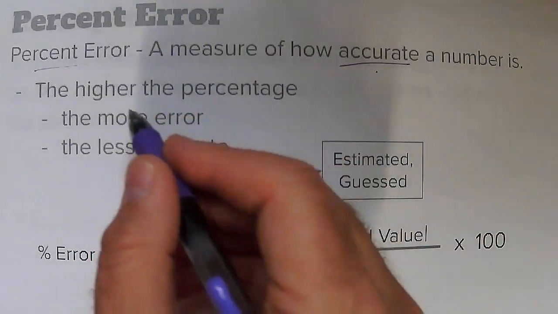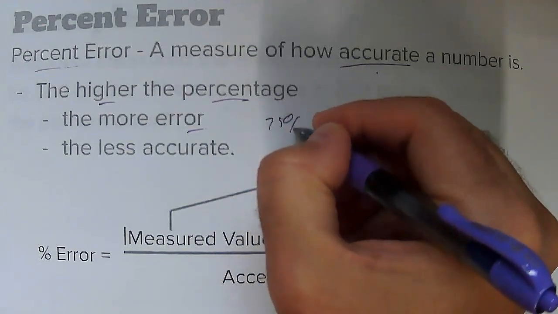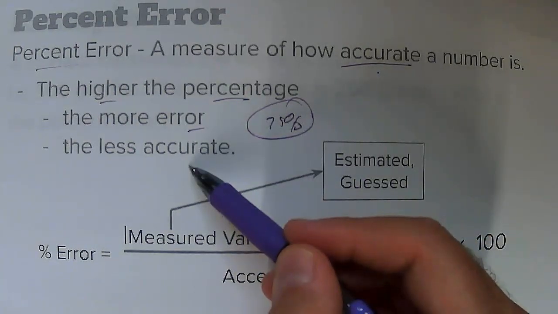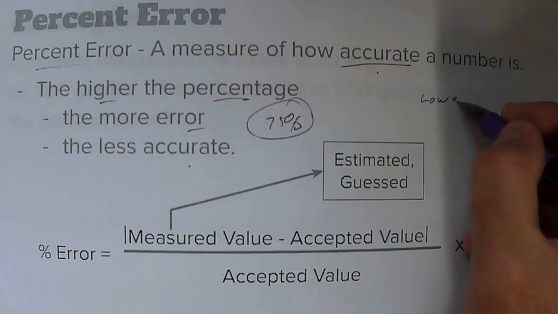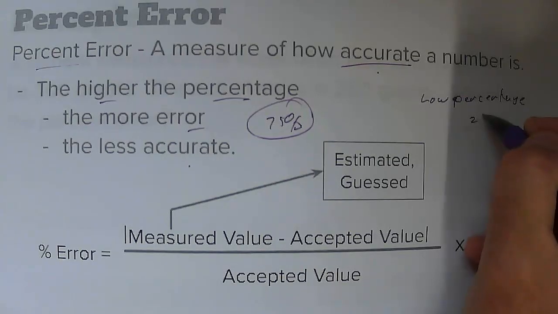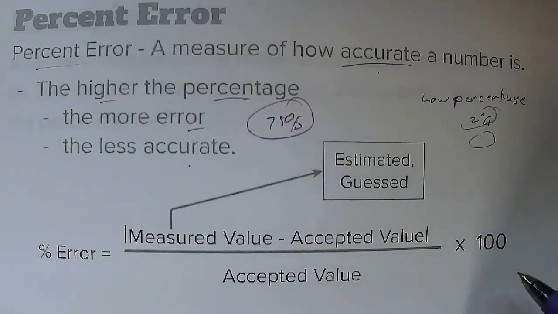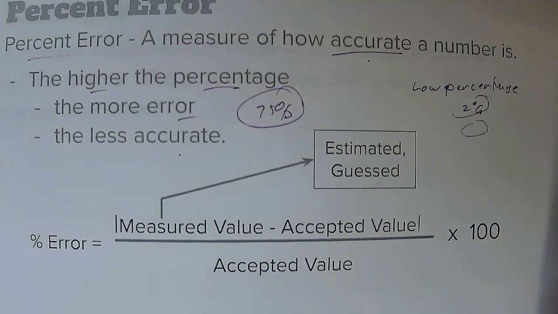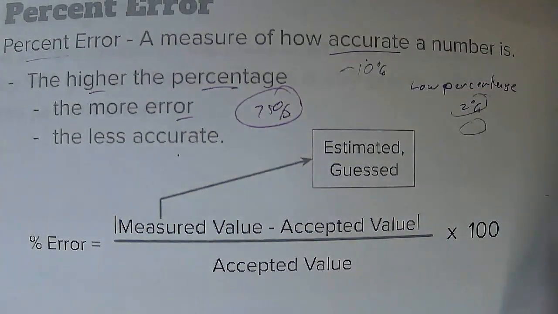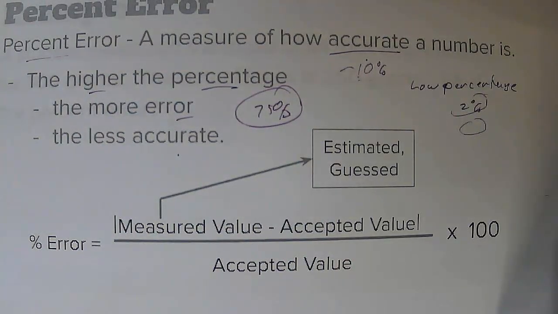Here's the thing: the higher the percentage, the more error there is. If you have a 75% error, that's a high percentage, and that means you're not very accurate. The opposite is true with low percentages. If you have a 2% error, that's very low, and that means you are very accurate. Remember I said that if you want to be considered accurate, you should be within about 10%. That level can change, but for the purposes of this class, it's 10%.